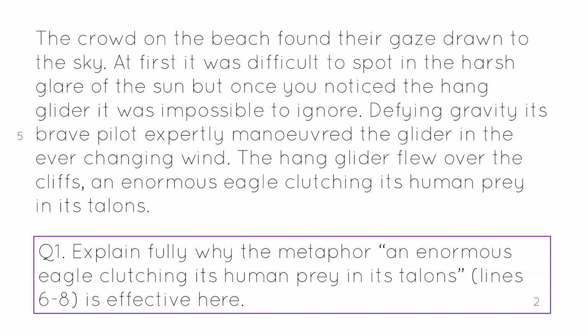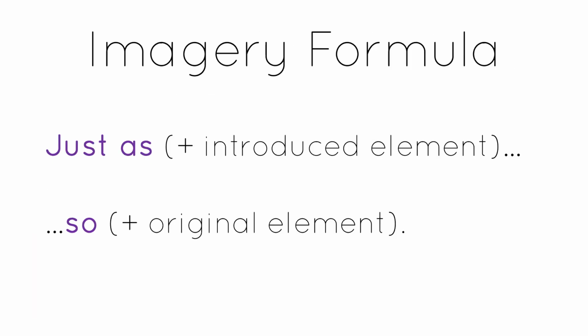So in this question, the metaphor only appears in the very last sentence, where the hang glider is being compared to an eagle. And we use this formula here for all imagery questions, be it a simile or a metaphor, whatever type of imagery you find in the passage. Use the same formula, and here it is. We write a sentence that includes the two groups of words in purple, just as and so. Straight after the just as, you discuss the introduced element, and then you move to so, and you talk about the original thing that was being described. And again, this is far easier to understand when I show you an example.